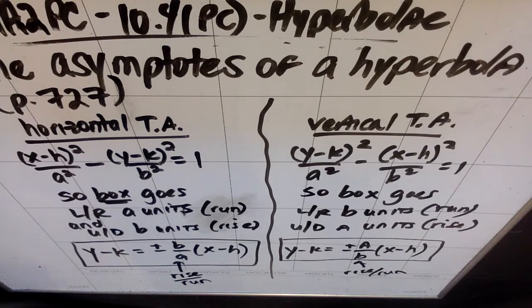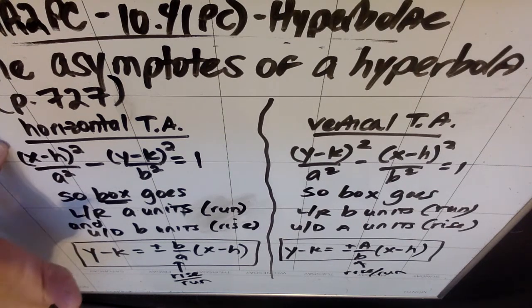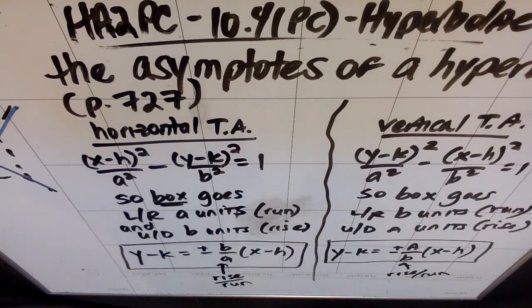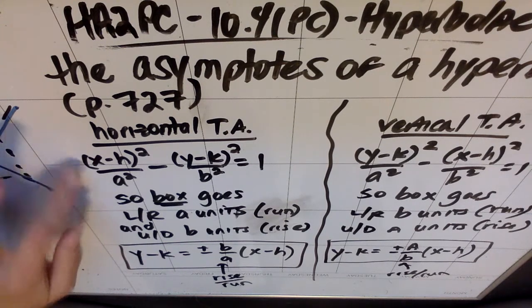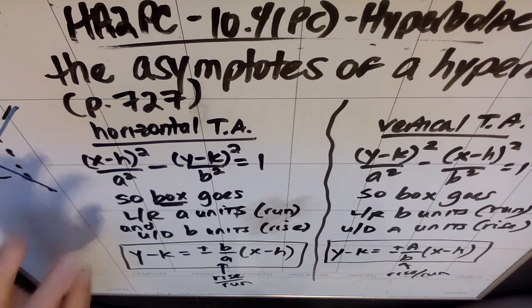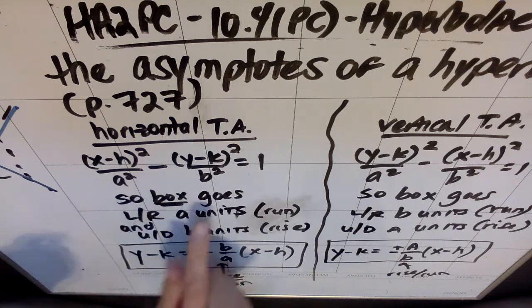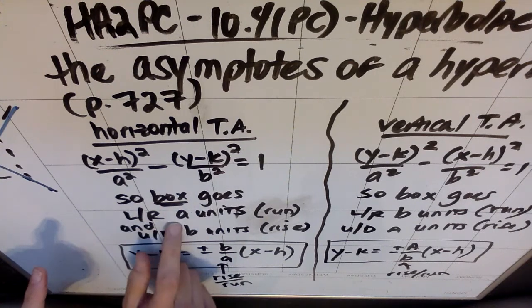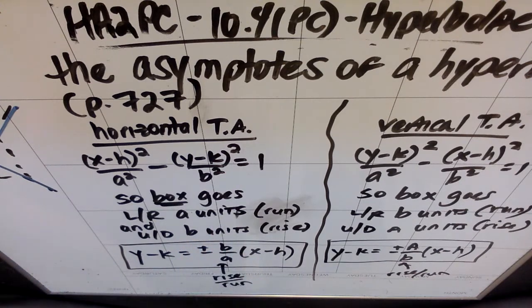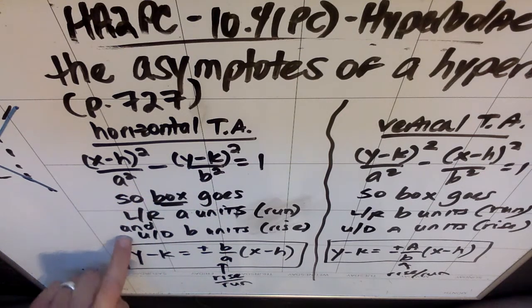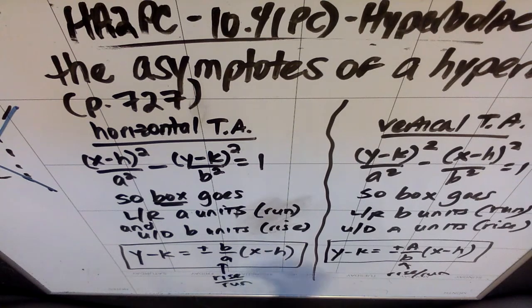So if we're looking at a graph where we have a horizontal transverse axis, so this one right here, which I abbreviated TA because I was tired of writing it, then we know the equation has the x on top of the a. That's relevant because that means the a motion is left and right, in the x direction. So the box goes left and right, that's what I have here, L/R, left and right, a units. Well, in Algebra 1 terminology, that would be the run. Left or right motion is the run. And the b, which is under the y, would go up and down, so I have u/d, up and down b units, which would be the rise.